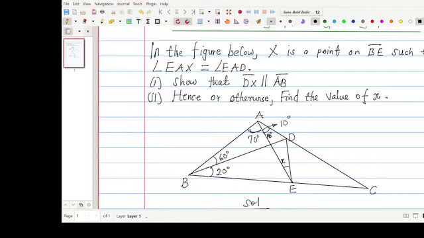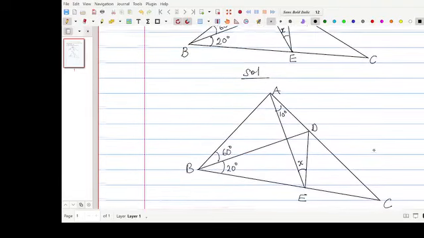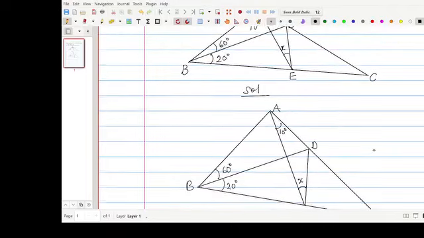So that is the first part. We have to show that the line DX is parallel to the line AB. Now the second part, we are required to find the value of X, all right, from what has been established. So let us look at the solution. So the first thing we do is redraw this diagram. Now if you look over here, you see the redraw. Look at the redraw. This is exactly the figure you see above. Can you see that? All right.